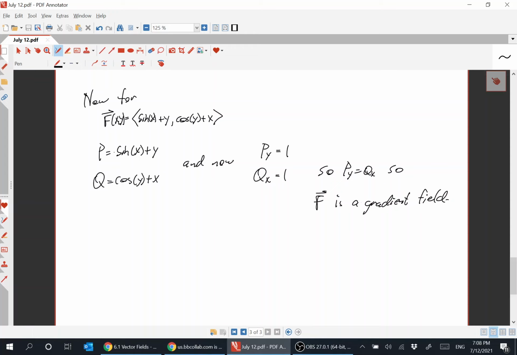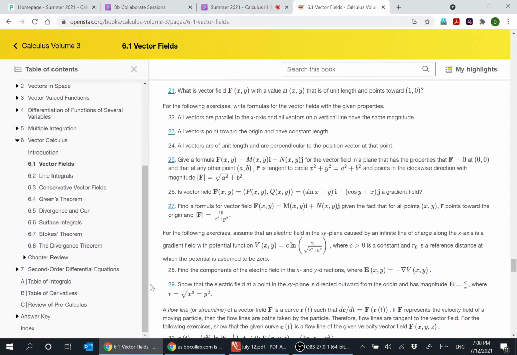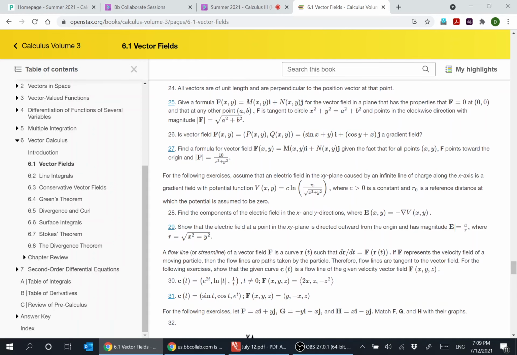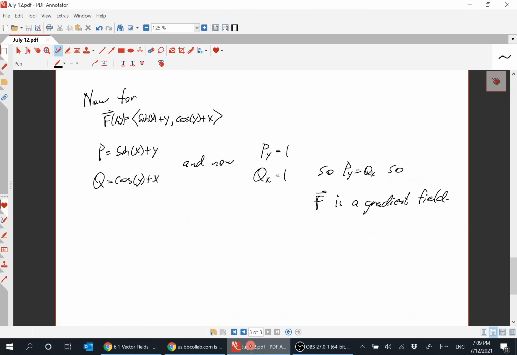All right, so that was 26. Now 27. Find a formula for the vector field F equal to M comma N, given that for all points x, y, F points towards the origin, and the length of F is 10 over x squared plus y squared. So it points towards the origin with that length.